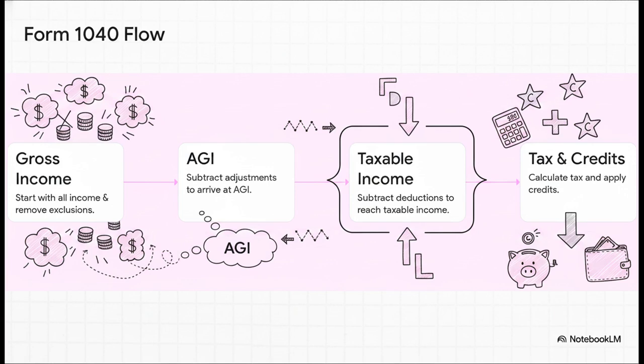First, you start with gross income, immediately pulling out exclusions because, well, they're permanently non-taxable. Next up, you subtract adjustments to arrive at adjusted gross income, or AGI. Now, AGI is a really critical subtotal because it triggers limitations for other deductions down the line. From AGI, you subtract your standard or itemized deductions to reach taxable income. Only then do you calculate the tax itself, apply credits to reduce that tax liability dollar for dollar, and finally determine the payment or refund.